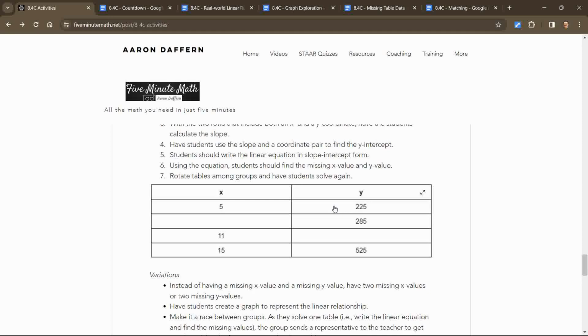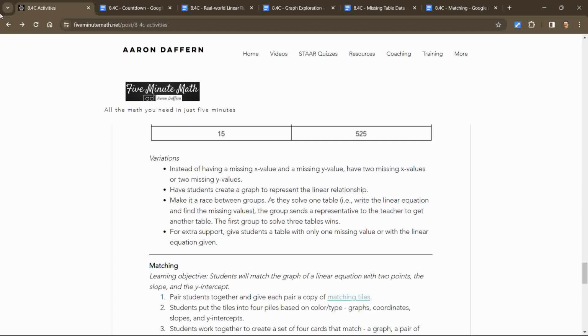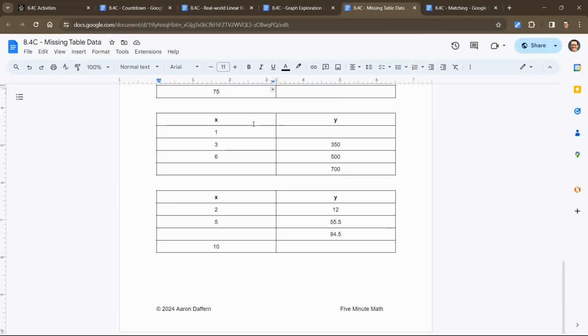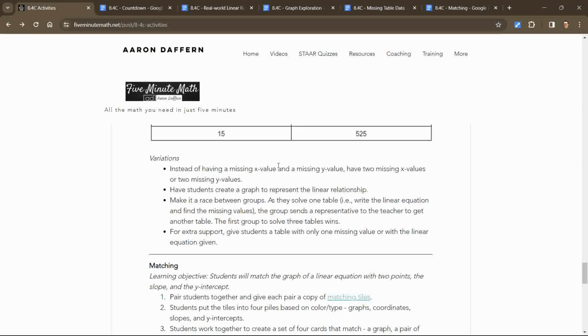You can have them write on the table. If you only want to have one copy of the table per group, then they write their answers on a separate sheet of paper. So what are some variations? This is a Google Doc, so you could easily go ahead and adjust this as needed, right? You can have a missing x value and y value. Instead of that, have two missing x values, two missing y values. You can have students create a graph to represent the linear relationship. That's not necessarily required, but that is the next step if you want.